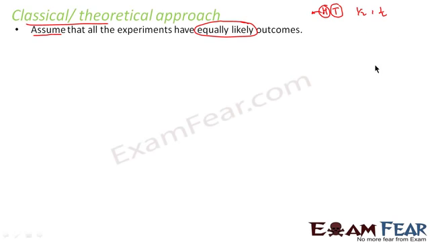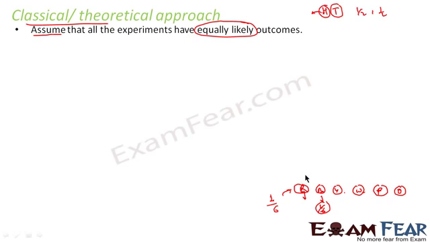So if I am drawing a ball from a bag that has red, blue, yellow, white, and let's suppose pink and orange also, 6 colors, in that case the probability of red will always be 1 by 6. The probability of blue will always be 1 by 6. This is the assumption actually, that all the experiments have equally likely outcomes.